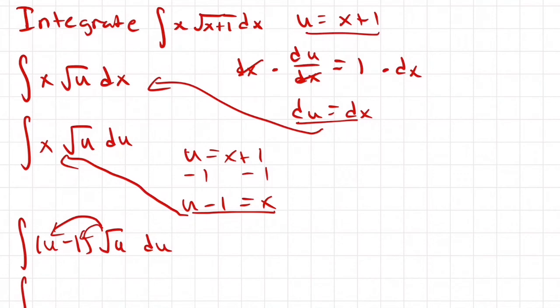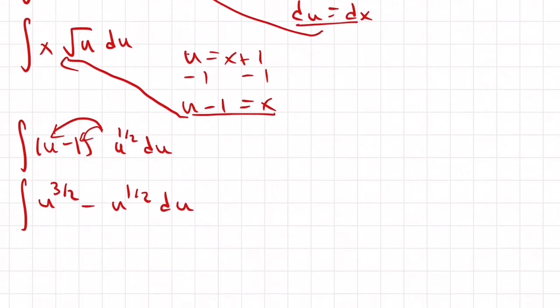So when I do that, radical u I'm just going to rewrite as u to the 1/2, so it's a little bit easier to see. Multiplying u and u to the 1/2, I should get u to the 3/2. And that's going to be subtracting u to the 1/2 times 1, and that's just u to the 1/2. And that's still going to be integrated with respect to u.